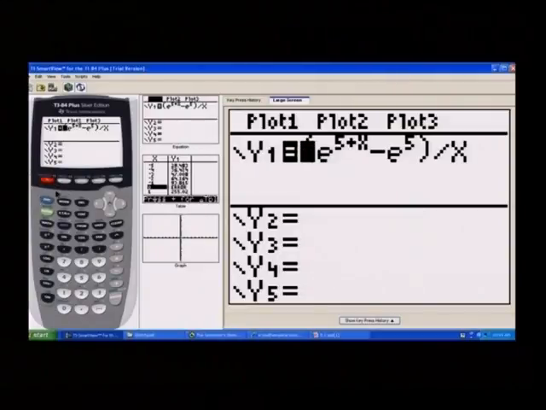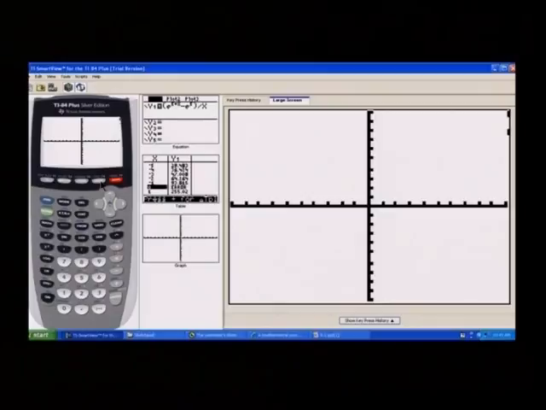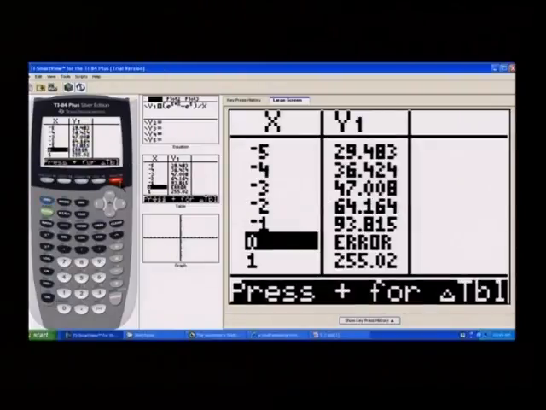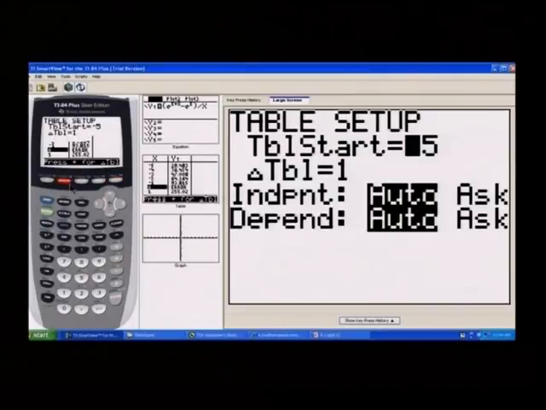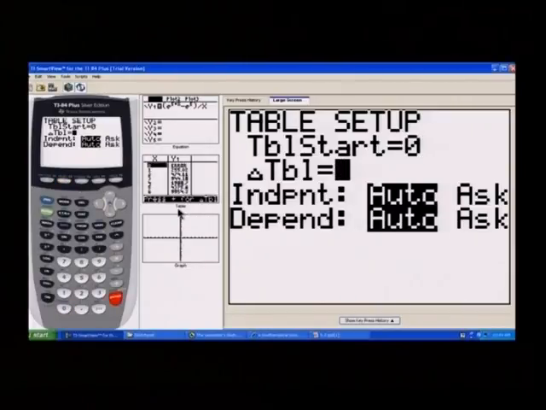Let's make that closer though. What's our change, or what's our interval? Let's go back to the table. What's our interval on this one? There we go. Our interval is 1. Let's make it a little bit smaller. What do you think we should make it? Okay, let's start at 0, and let's go up by 0.1.